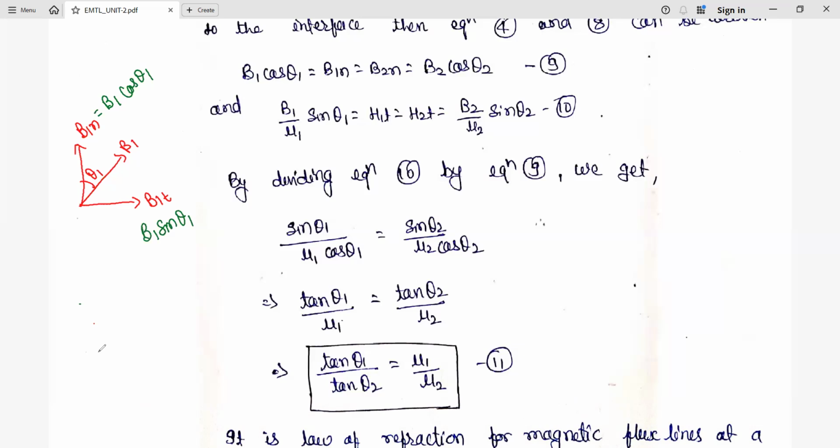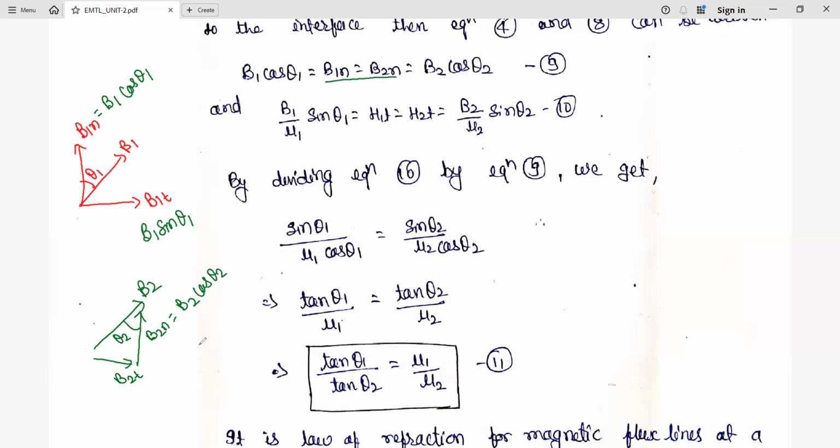Similarly, we have the situation in medium 2 also. So in medium 2 we have B2 like this. This is the normal and this is the tangential, and it is going to make the angle theta 2. So this one is our B2N and this is B2T. Same resolution. So finally, what we have seen is that normal components are continuous at the interface of the magnetic boundary. So B1N is B1 cos theta 1, and similarly B2N will be equal to B2 cos theta 2.